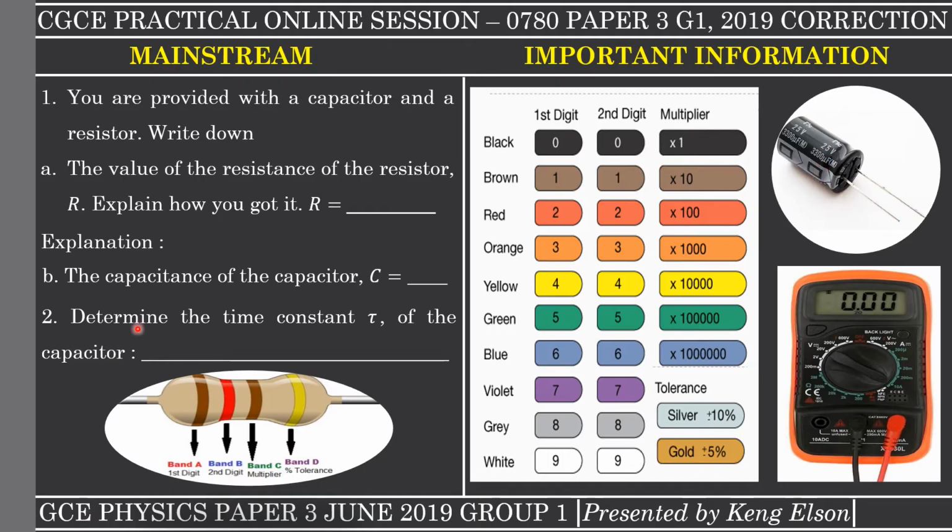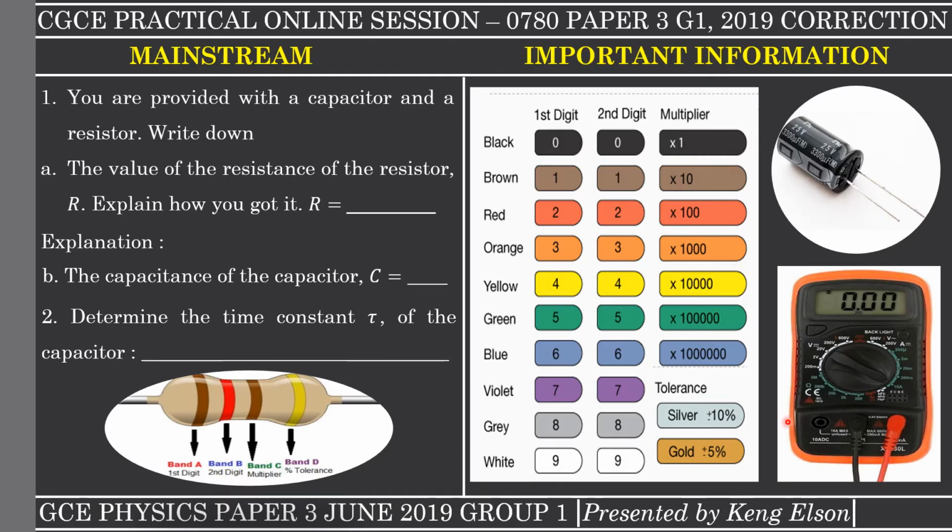Next, determine the time constant of the capacitor. First question I'll ask you is, what is the definition of time constant? Tell me your answer in the comment section. But anyway, the time constant is just R times C, that is the resistance of the resistor times the capacitance of the capacitor. So you just need to multiply the two previous values and you get the time constant.